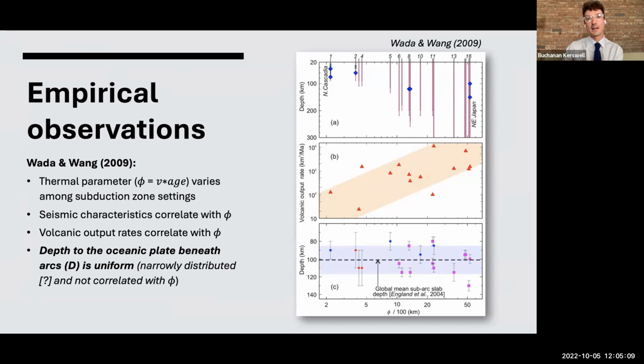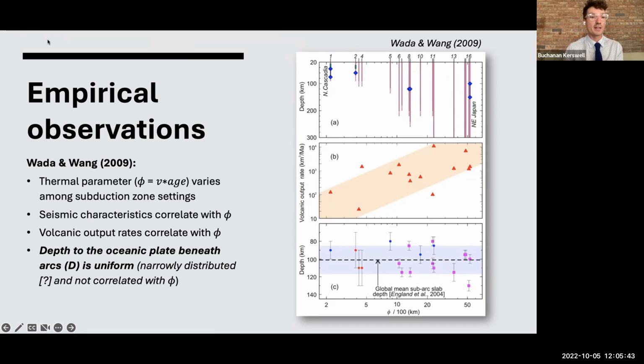But there's another geodynamic feature of subduction zones that is usually symbolized by D, and it's a geometric feature. It is the depth to oceanic slabs beneath volcanic arcs. So if you have an arc here and you drop a plumb line straight down to the slab, the depth between the arc and the slab in a vertical sense is symbolized by this D value.